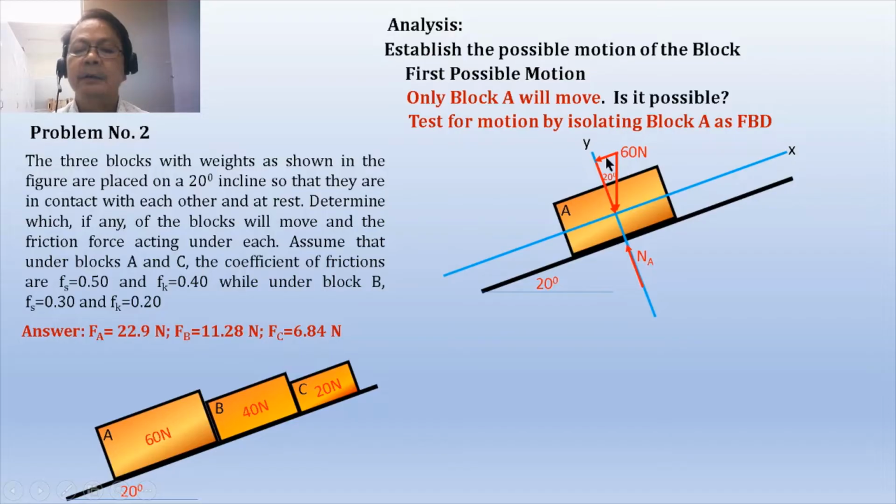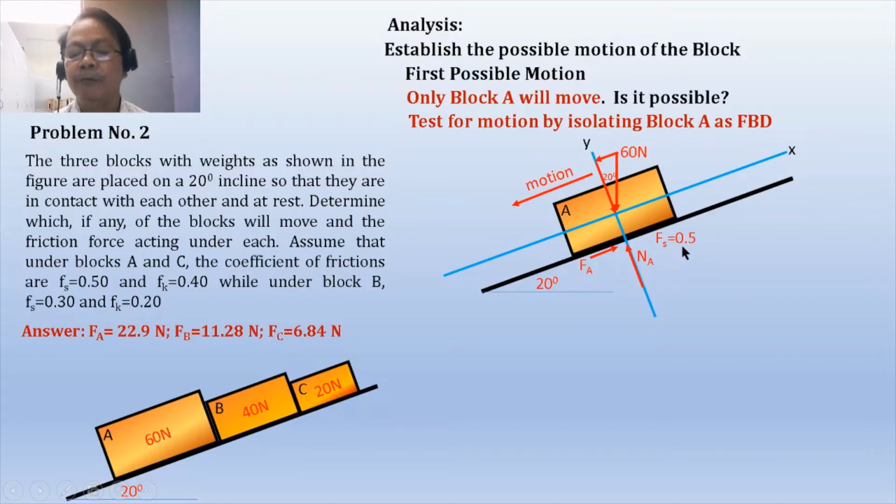Then, this block will now be subjected to a normal force coming from the plane. And let us call that normal force N sub A. And because the motion is directed downward, kung isipin natin yung gagalaw, yung A, we will expect therefore that there will be a frictional force that will be exerted by the plane upon the block and whose direction will be upward.